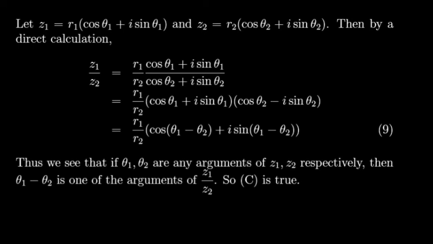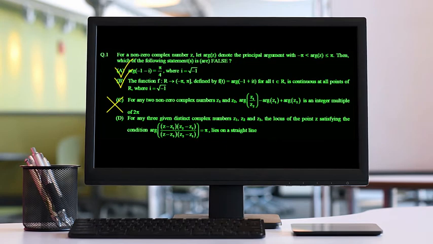Say z1 equals r1(cos theta 1 plus i sin theta 1) and z2 equals r2(cos theta 2 plus i sin theta 2). Then by a direct calculation, we see that if theta 1, theta 2 are any arguments of z1, z2 respectively, then theta 1 minus theta 2 is one of the arguments of z1 by z2. So, C is true. Now, the wording of D is faulty.